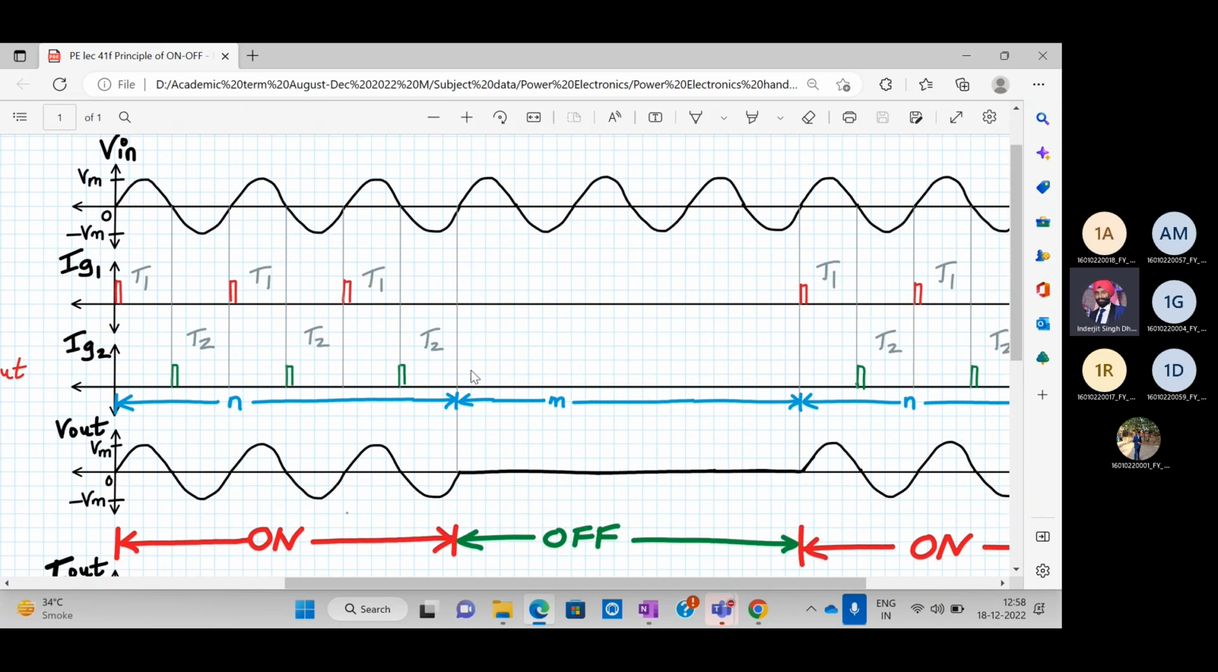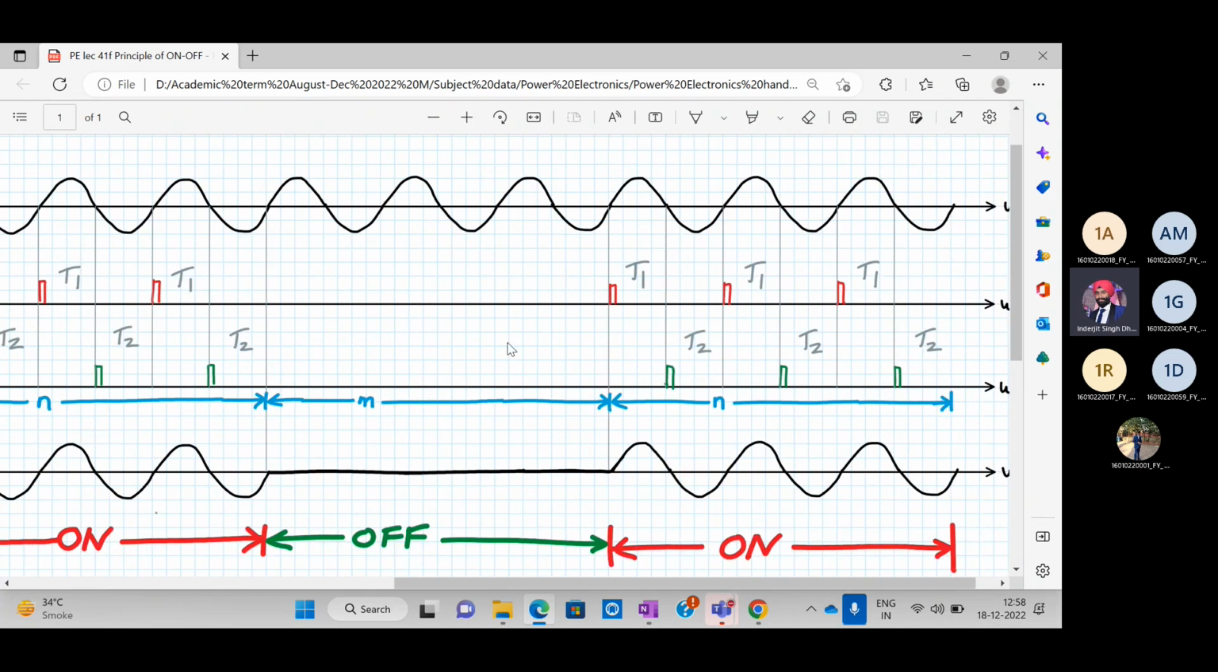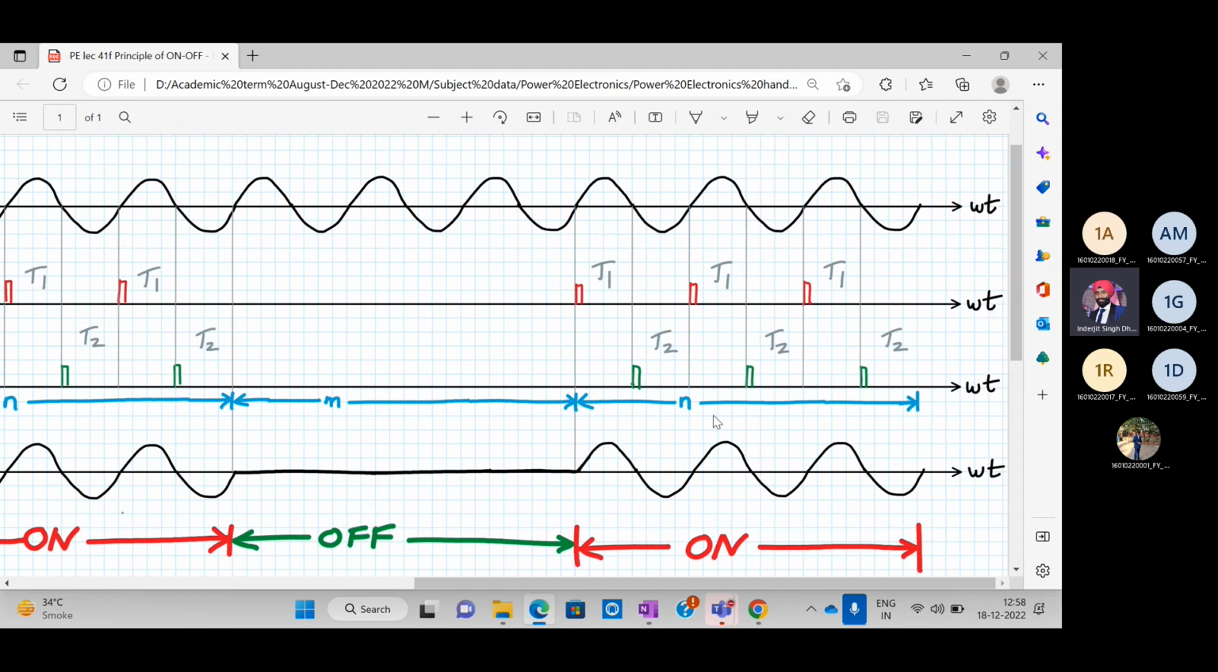Then there is a phase where we don't apply any triggering pulses. So then the output will be zero. As you can see, the output is zero. That period is called M. And again, when you go to the N cycle, you apply the triggering pulses for some time. So for 3 cycles, let's say we apply the triggering pulses T1, T1, and T1, then T2, T2, and T2. Your output waveform will look like this.